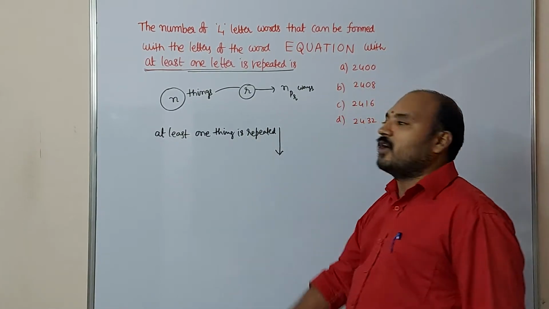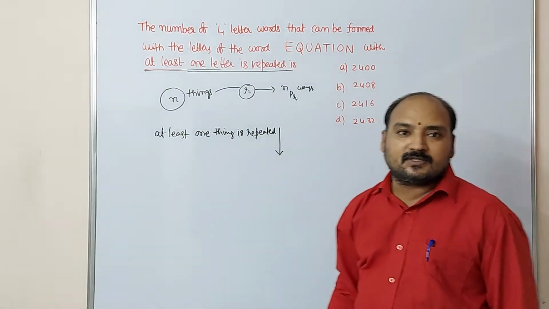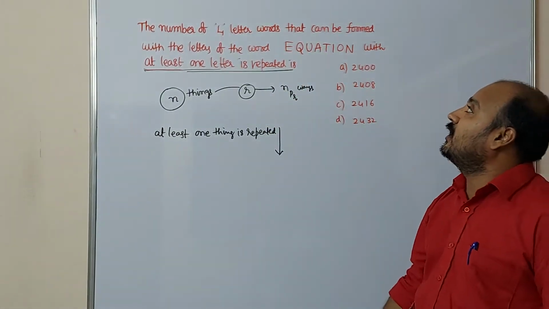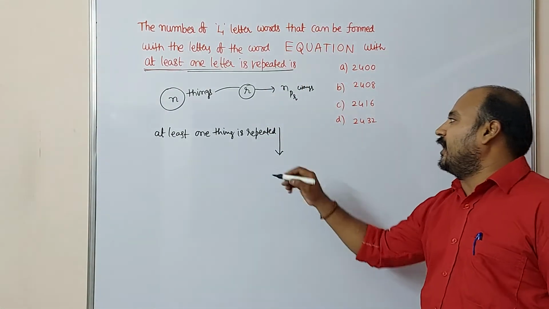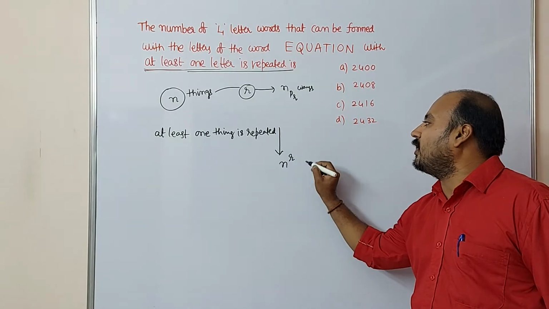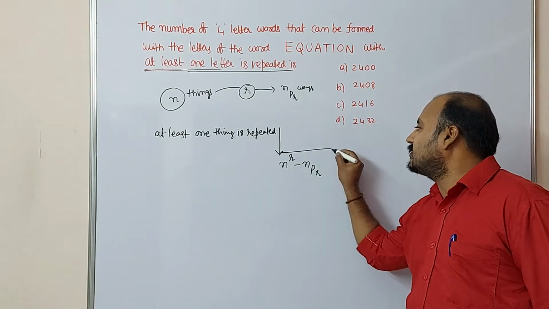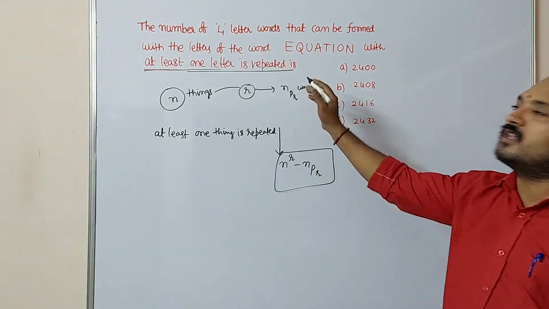For this, the formula is: out of n things, with at least one thing repeated, all words that can be formed from the n things, so n power r minus nPr. This is the formula to get the answer.